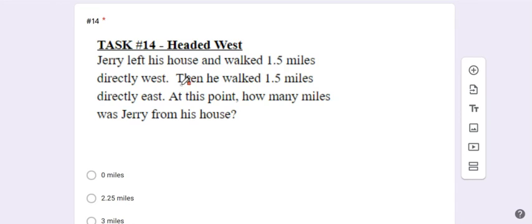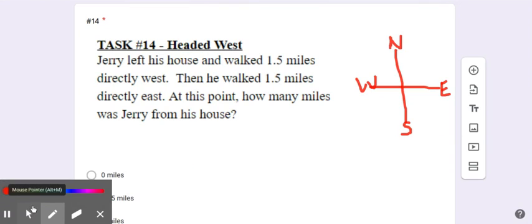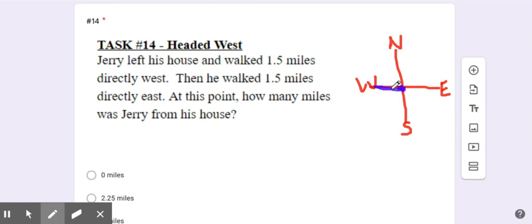Number 14, task 14, headed west. It says Jerry left his house and walked 1.5 miles directly west. So we have our little compass here, and never eat soggy Wheaties, waffles, whatever you want to say. So north, east, south, west. It says that Jerry walked 1.5 miles directly west. So let's say he starts right here and he walks west this way 1.5 miles.